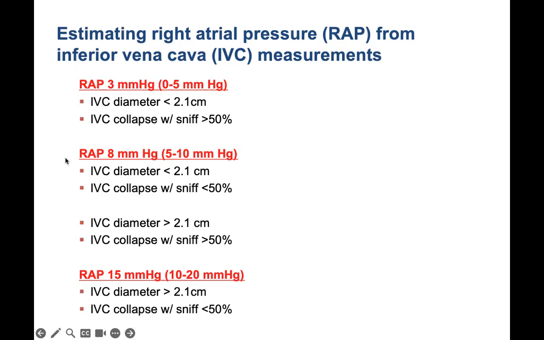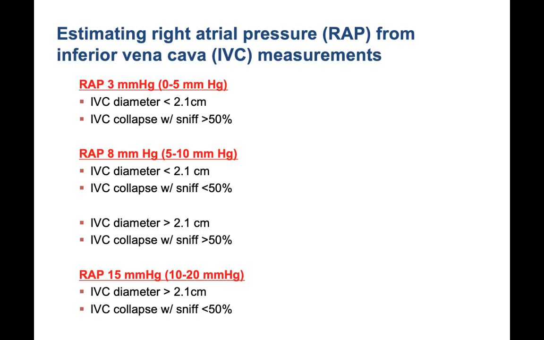If it's any of the combinations, so if it's small but it doesn't collapse, or it's big but it does collapse, then we say 5 to 10, and the right atrial pressure is going to be 8. So if you notice on your echo reports, all of the right atrial pressures are going to be 3, 8, or 15.